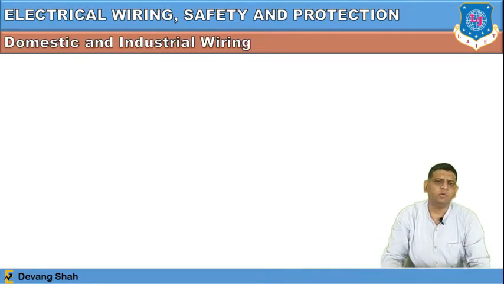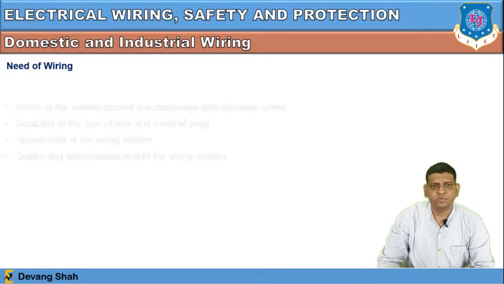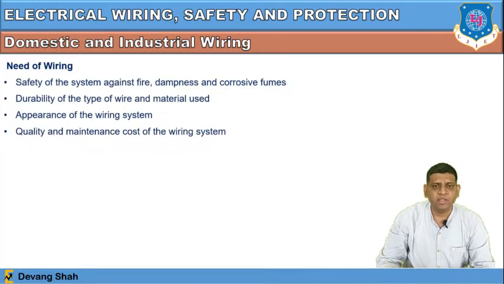So far we have learned about the different types of wires and cables, their characteristics and the construction of wire and cable. Now if we talk about domestic and industrial wiring, why do we need wiring first? For that, we require wiring for safety of the system against fire, dampness and corrosive fumes, durability of the type of wire and material used, appearance of the wiring system, and quality and maintenance cost of the wiring system.